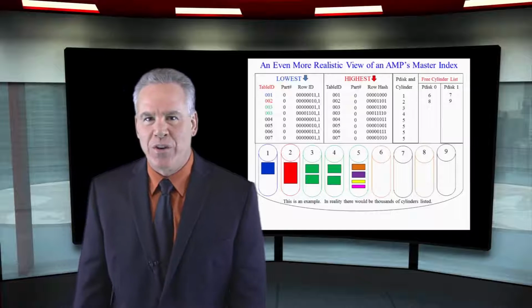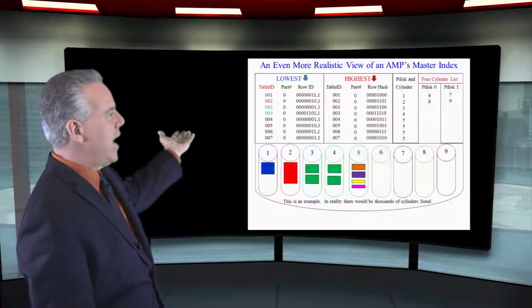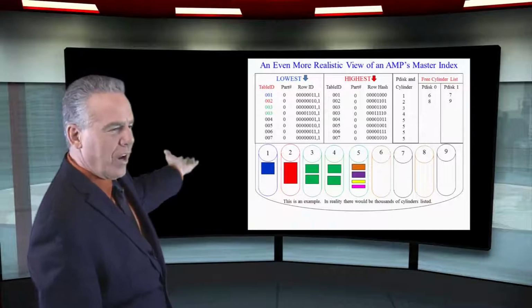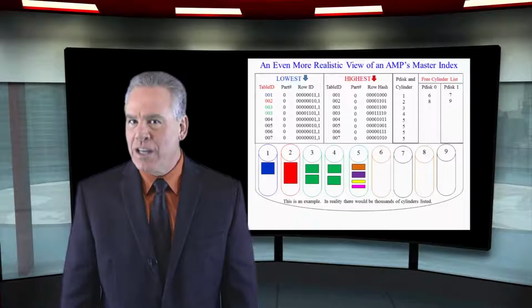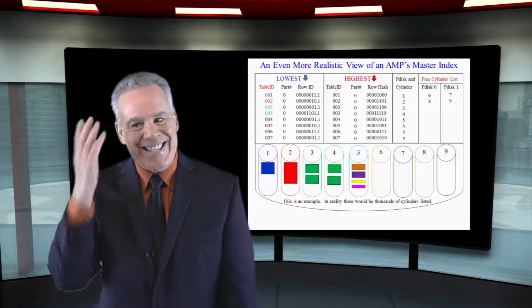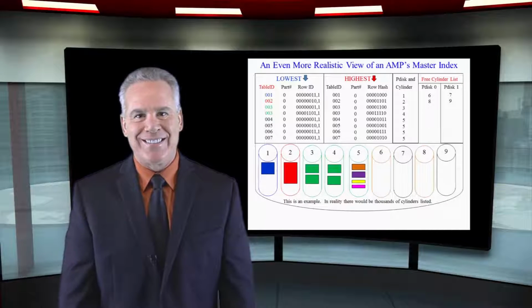Another great picture of this. We see our master index. We've got our tables out there, and we see in blue, lowest and the highest. These amps can look in that range, and they can absolutely tell you with certainty that has to be in this particular block, and I know that's in this particular cylinder.